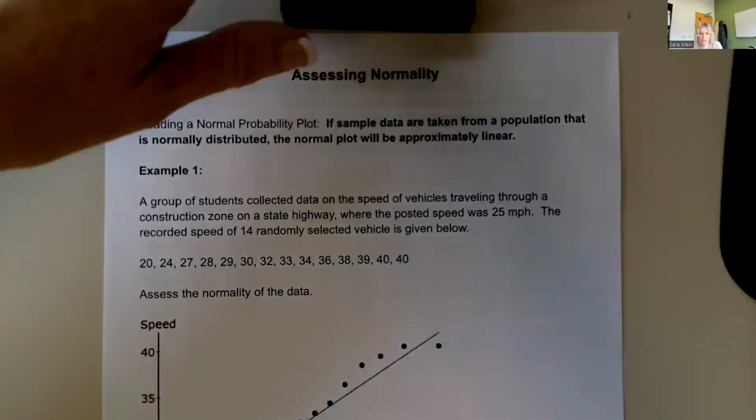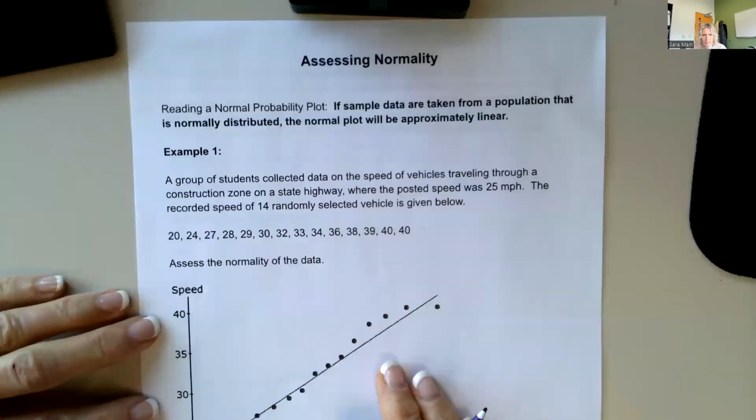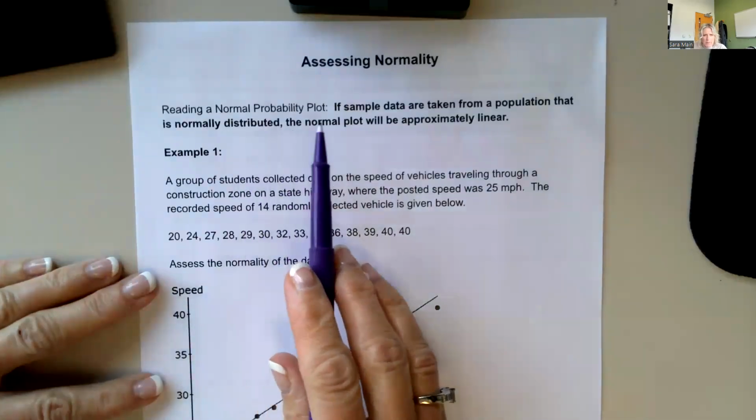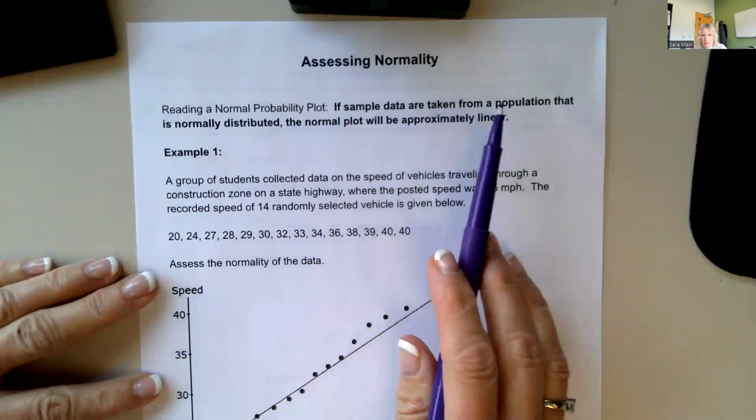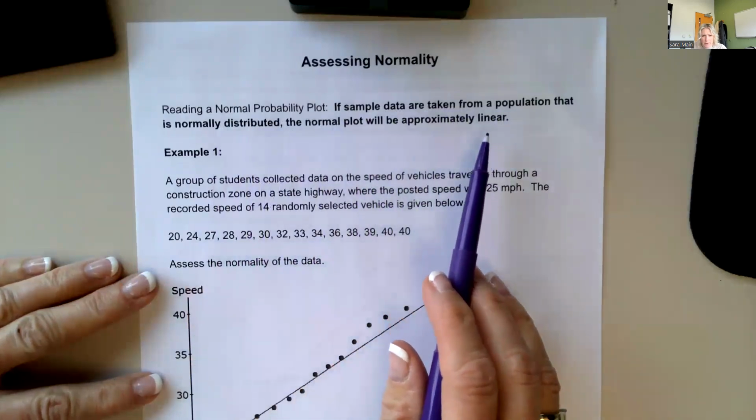We're not going to be actually creating our own normal probability plots, but we need to know how to read them. So it says, reading a normal probability plot. If sample data are taken from a population that is normally distributed, the normal plot will be approximately linear.